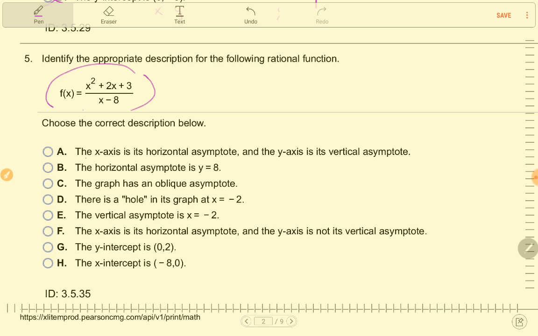I also notice that there is a vertical asymptote through x equals 8, because if I allow x to be 8 and try to plug in 8 for x, I will have a 0 in my denominator, which will make the function undefined.